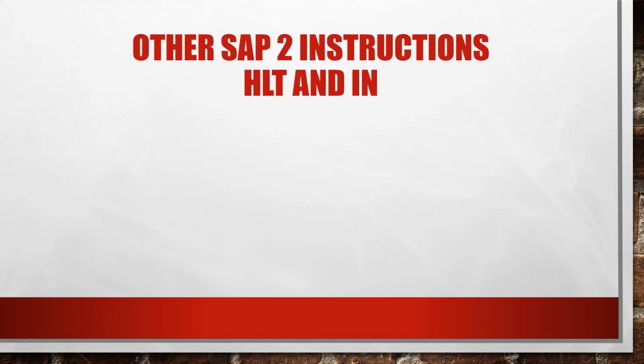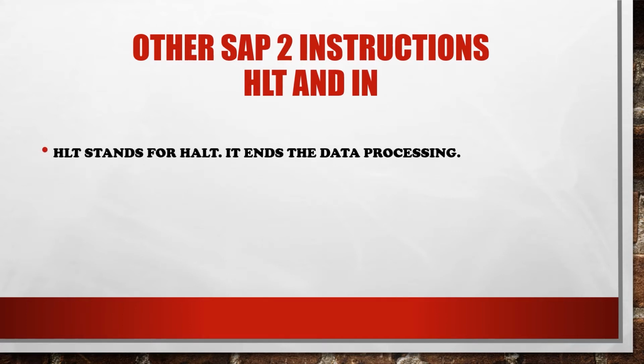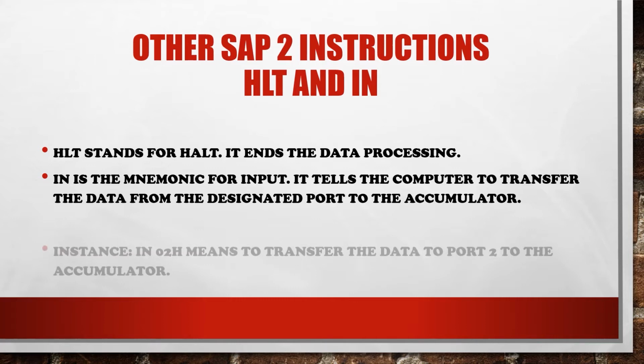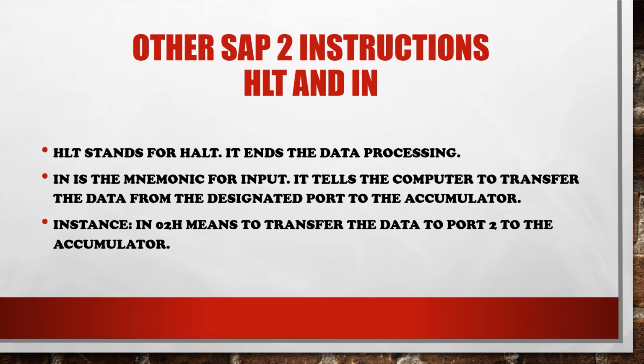HLT and IN are the other instructions of SAP 2. HLT stands for halt. It ends the data processing. IN is the mnemonic for input. It tells the computer to transfer the data from the designated port to the accumulator. For instance, IN 02H means to transfer the data from port 2 to the accumulator. So this much about the HLT and IN instructions of SAP 2.